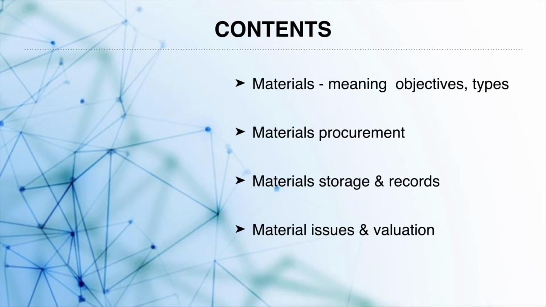The management has to have control over, or information about, how many materials are in stock, how many materials are to be purchased in the upcoming days, or whether the godown is overstocking. All these questions come under material storage and records. That is, how are you going to store the materials, and are you going to keep an accurate record of the same? The last topic in this chapter is materials issues and valuation.